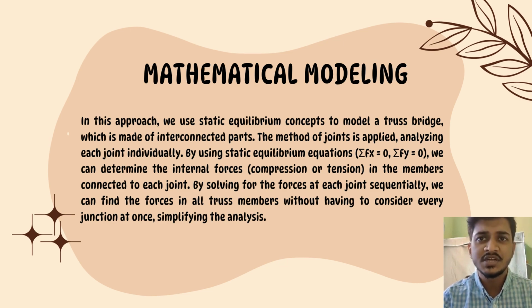By using the static equilibrium equations, Fx equal to 0 and Fy equal to 0, we can determine the internal forces in the members connected to each joint. By solving the forces at each joint discretely, we can find the forces in the truss members without having to consider the whole junction at once, and that simplifies the analysis. Now we can see the next slide.